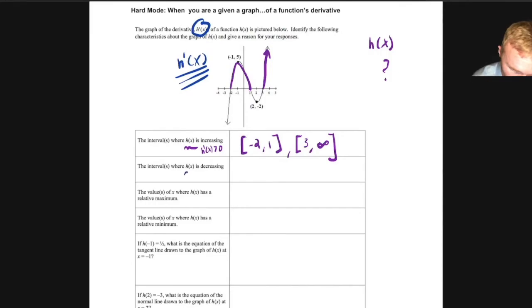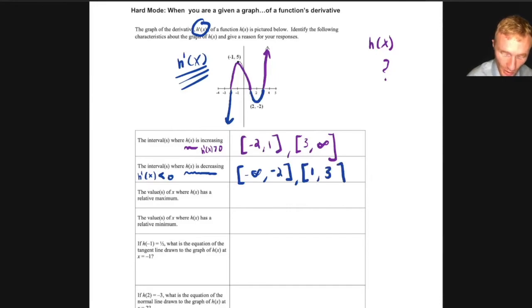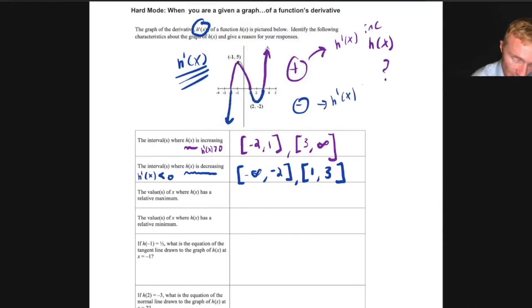Where is h of x decreasing? Well, it's decreasing when h prime of x is less than 0. So it's decreasing on this blue, which is from -infinity to -2, and then on this bottom portion from 1 to 3, because those are the sections where h prime of x is negative, is below. So again, you got to remember, this is negative below, this is positive above. Positive tells us h of x increasing, and negative tells us the original function decreasing.